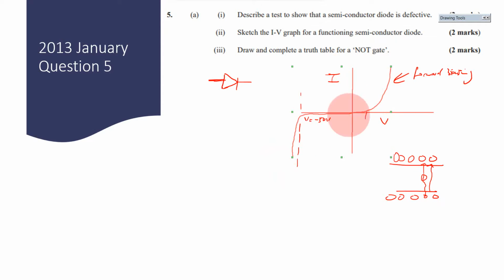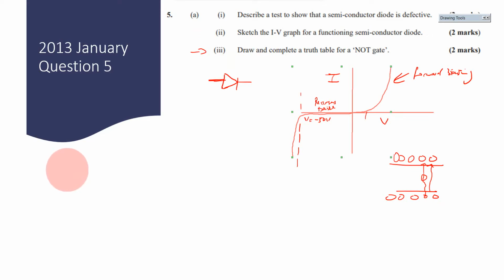You can get 2 marks for this if you were able to simply draw it and possibly label it and everything. So as we said, this region is the reverse biasing, right? And we don't really expect it to operate, but if we exceed the breakdown voltage, then we expect it to pretty much conduct.